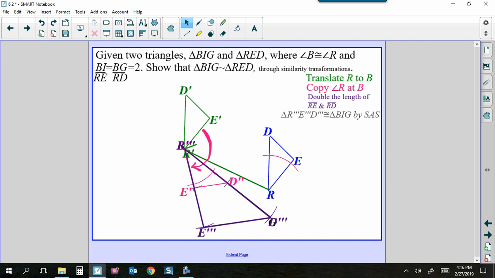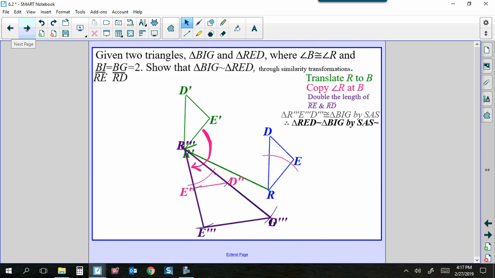And based on the criteria that I gave you, we actually proved it through side angle side because we doubled this length. So now I know that BI is the same as R triple prime, E triple prime. And over here, I know that BG is the exact same length as R triple prime, D triple prime. Because I was able to use rotations, translations, and dilations, you can say that the two original triangles are similar by the criteria of side angle side similarity. Not too bad.